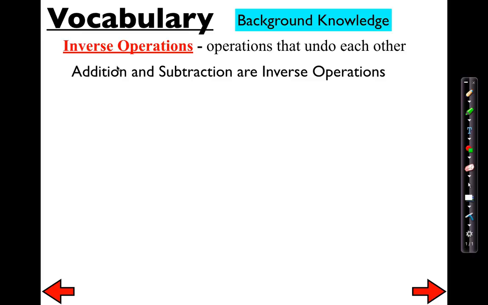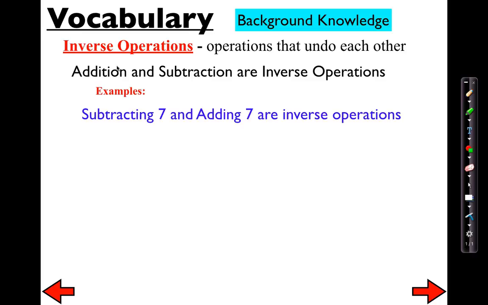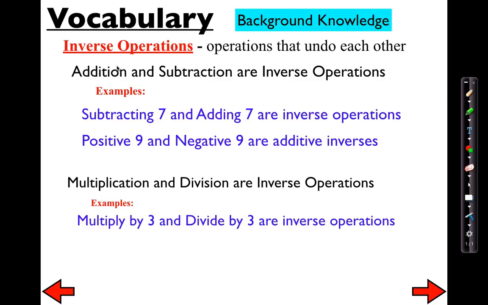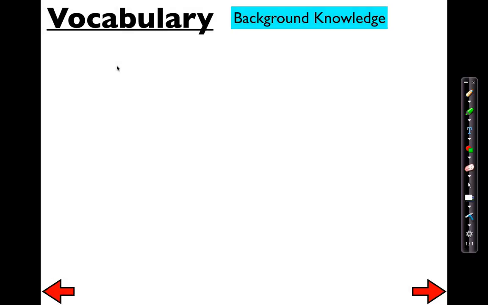All you need to remember is we use inverse operations to undo other operations. So some examples may be addition and subtraction, multiplication and division. All of these are examples of inverse operations.